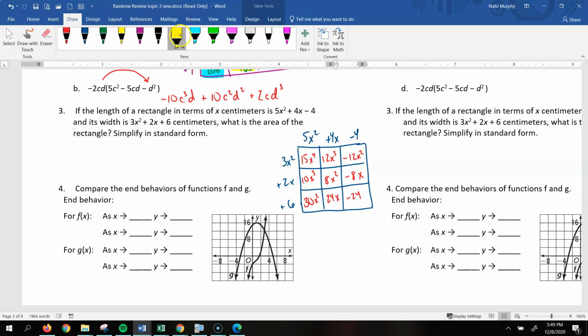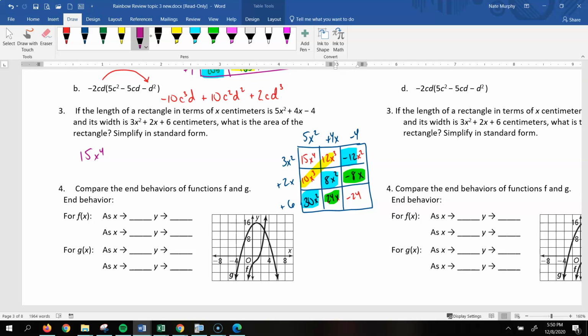Now the nice thing about doing it this way is our like terms are really easy to find. So those are our like terms. So we're going to start out our answer with 15x to the 4th. Oops, let me change the pen. There we go. So it'll be 15x to the 4th.